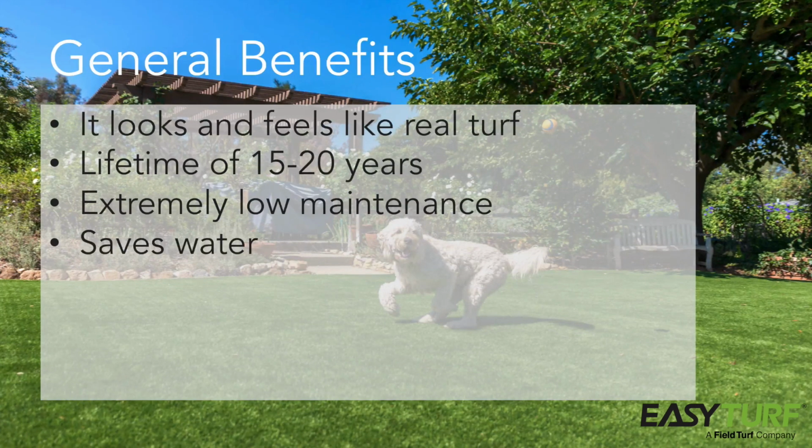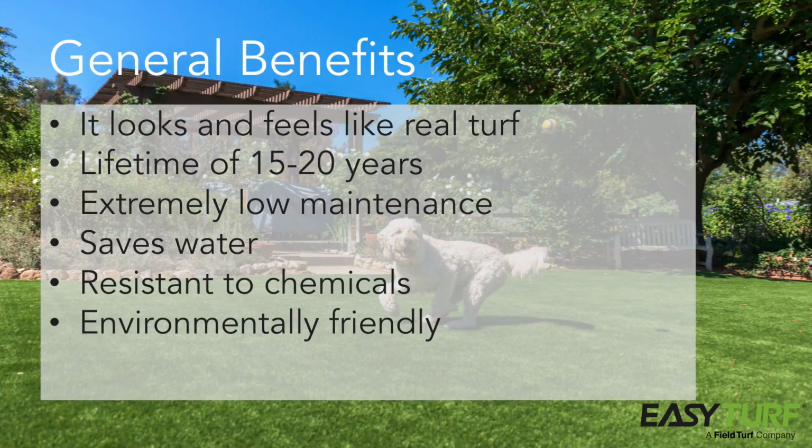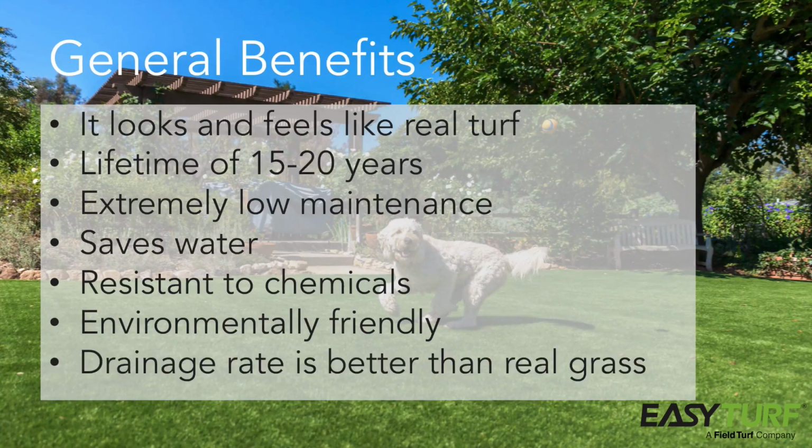Artificial turf saves a lot of water as well, up to 55 gallons per square foot of turf per year. Artificial turf is resistant to chemicals. It resists staining and it is color fast, so it will remain a consistent green over the life of the product. It's also environmentally friendly because it requires no pesticides, fertilizers, or irrigation. The drainage rate of artificial turf is actually better than real grass. So with a properly installed artificial lawn, there should be no problems with puddles or standing water.